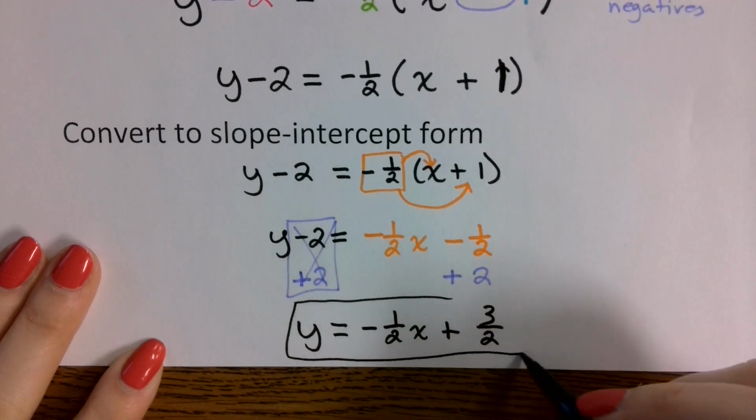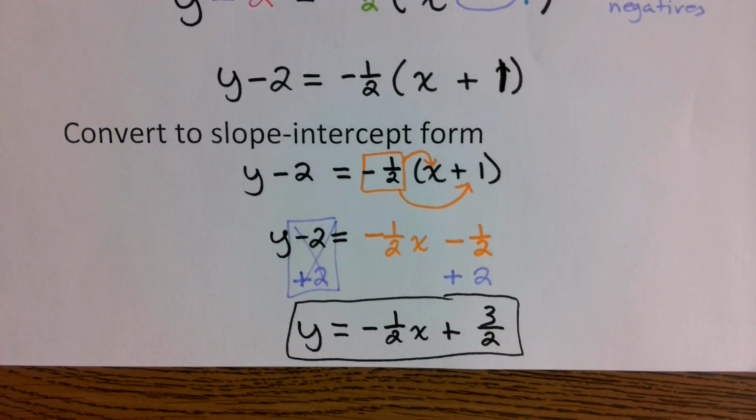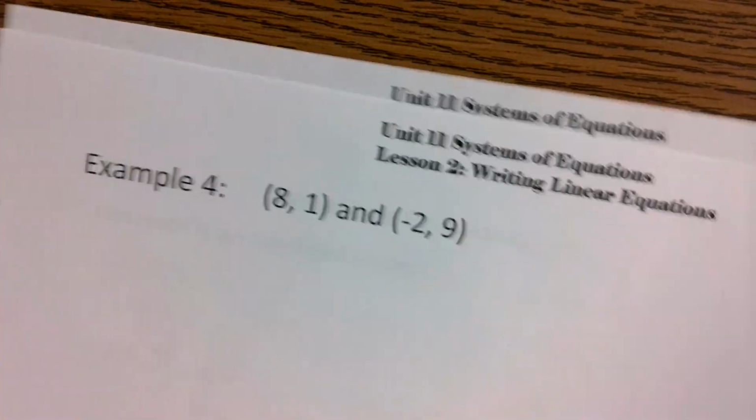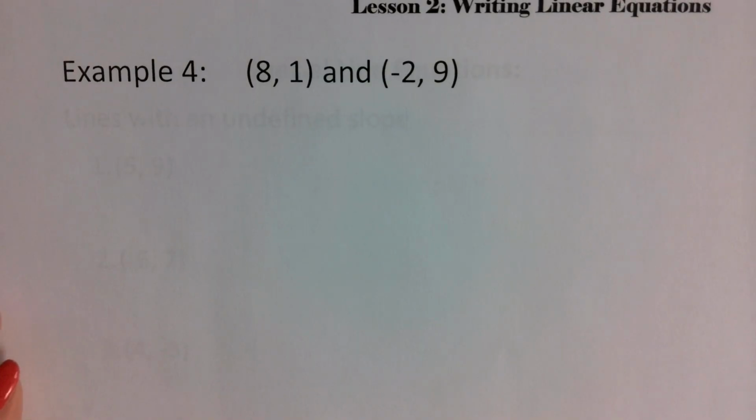Okay? Alright, the reason I didn't want you doing example 4 yet is because example 4 is a little bit different. Example 4 is giving you 2 points. We're giving you 2 points instead of a slope and a point. So what do you think we have to find first before we can put it into point slope form? Find the slope. Who can remember what is the formula for finding slope between 2 points?